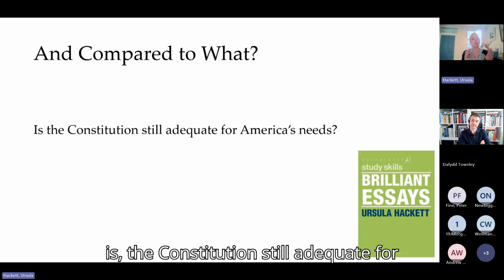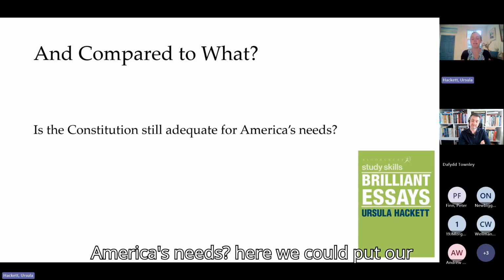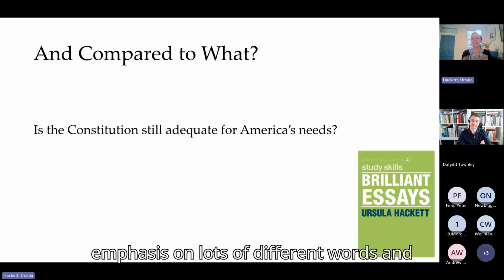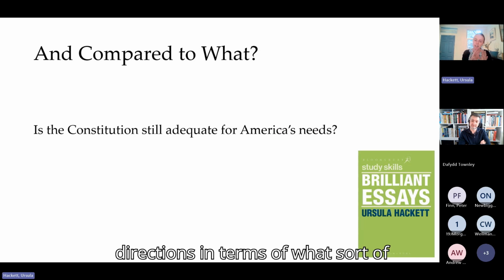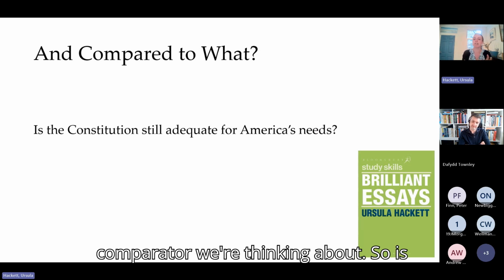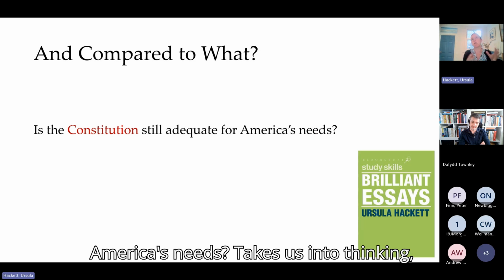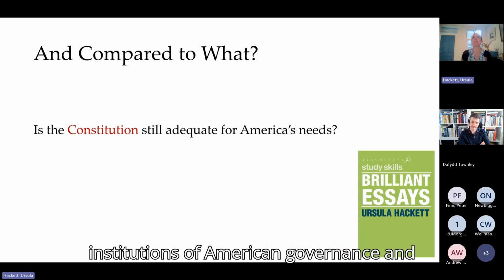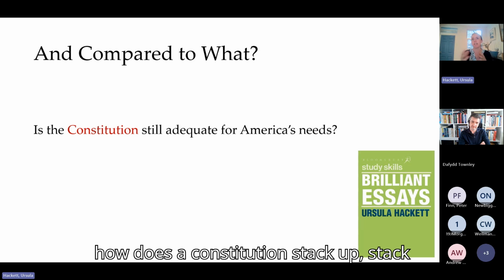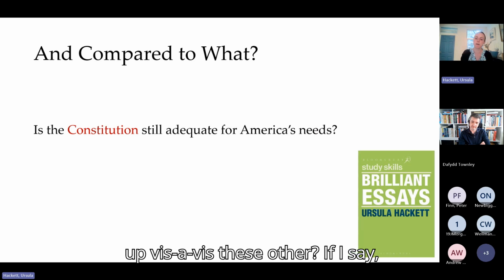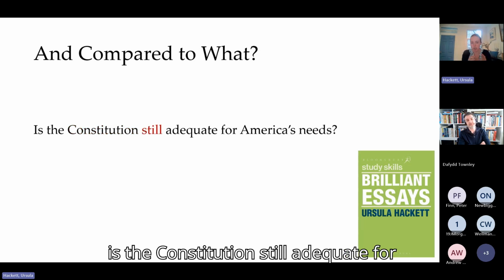What if the question is, is the Constitution still adequate for America's needs? Well, here we could put our emphasis on lots of different words, and it takes us in very different directions in terms of what sort of comparator we're thinking about. So is the Constitution still adequate for America's needs? It takes us into thinking, well, what about other institutions of American governance, and how does the Constitution stack up vis-a-vis these others?